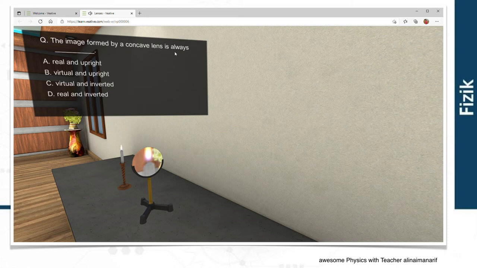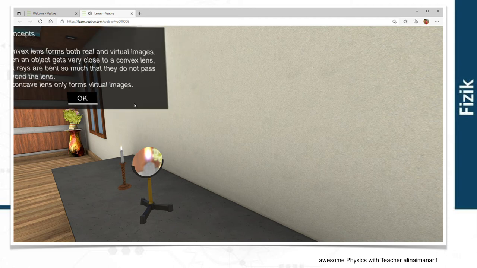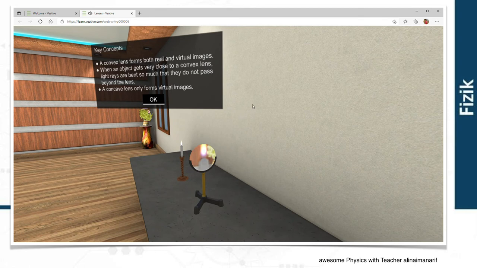The image formed by a concave lens is always virtual and upright. When virtual, it means it will be an upright image. Key concept for this activity: a convex lens forms a real or virtual image, depending on the position of the object from the lens. When the object gets close to the convex lens, light rays are bent so much that they do not pass beyond the lens. It means when the object is very close to the convex lens, the image is virtual, which cannot be formed on the screen. A concave lens only forms virtual images. For the concave lens, always virtual, upright, and diminished.